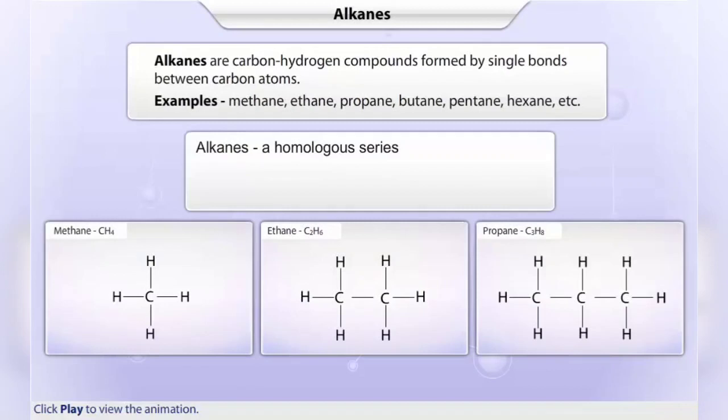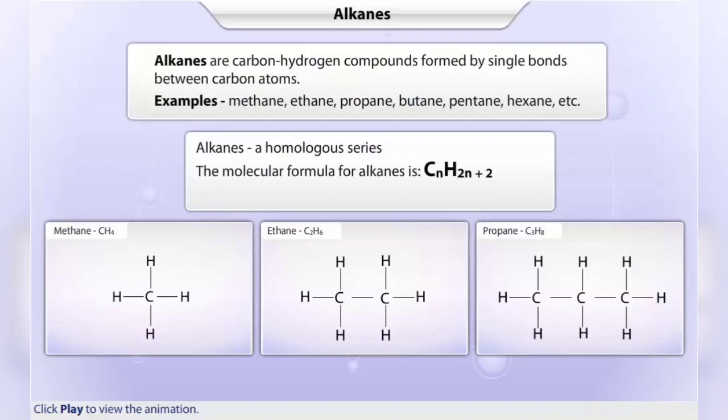Compounds of the same homologous series share the same suffix in their names. For example, methane, ethane, propane, butane, pentane, hexane, etc. They also have similar chemical properties. Alkanes are represented by the molecular formula CnH2n+2, where n stands for the number of carbon atoms. Because they are formed by single bonds between atoms, alkanes are called saturated hydrocarbons.